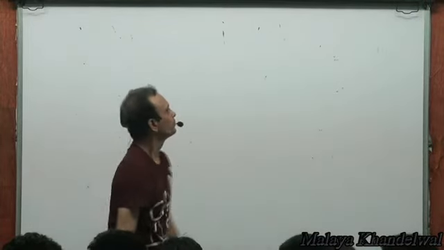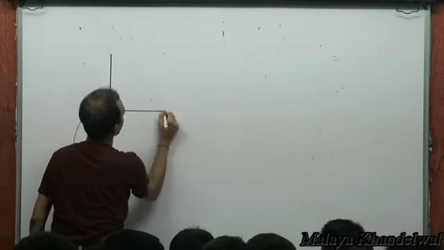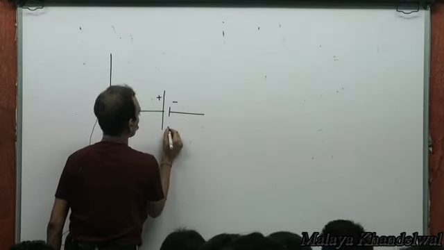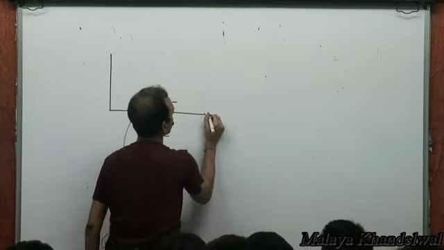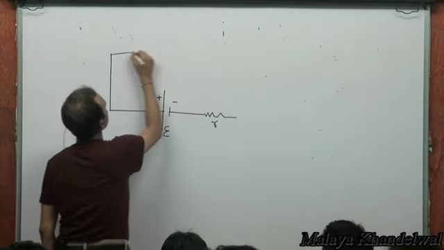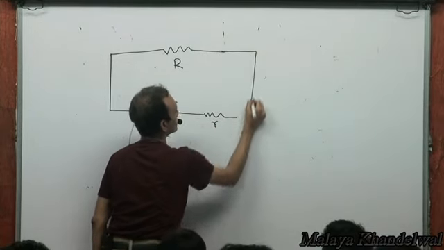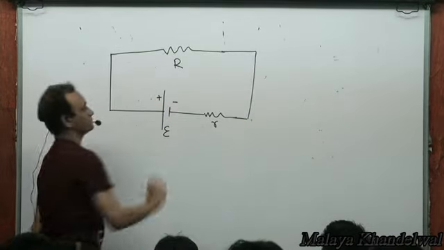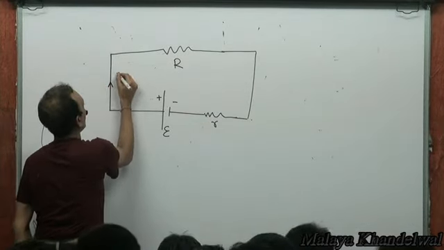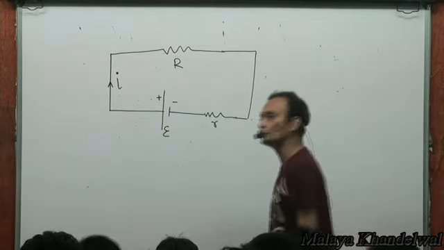Now, say this is a battery, epsilon, with internal resistance r, and is connected to an external resistance capital R. This arrangement results in a flow of current I through the loop.